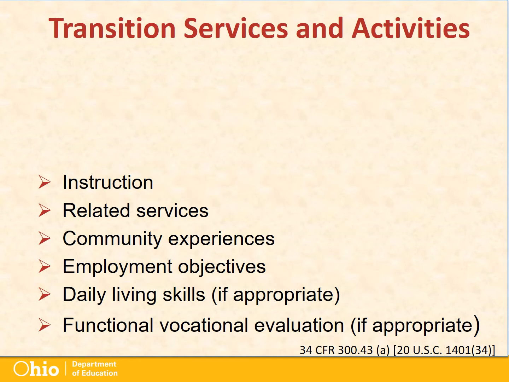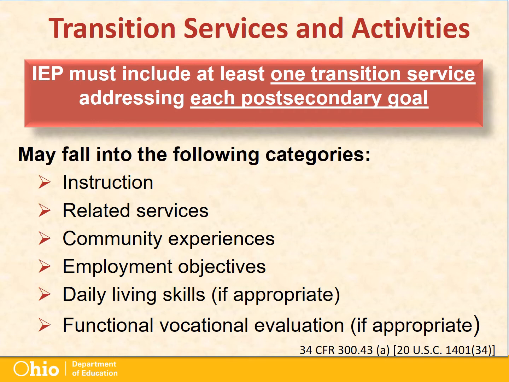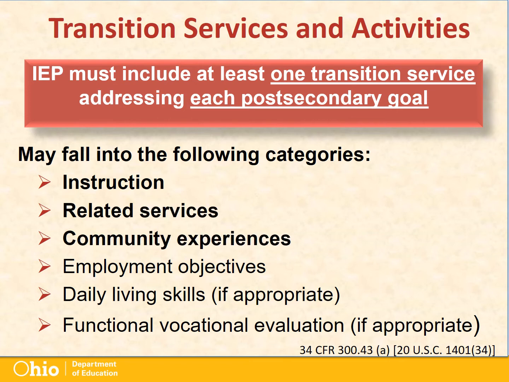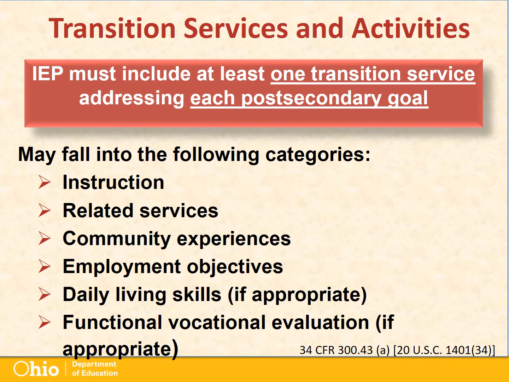At a minimum, the IEP must include at least one transition service addressing each post-secondary goal. Transition services include instruction, related services, community experiences, the development of employment objectives and other post-school adult living objectives. If appropriate, transition services may also include acquisition of daily living skills and functional vocational evaluation.